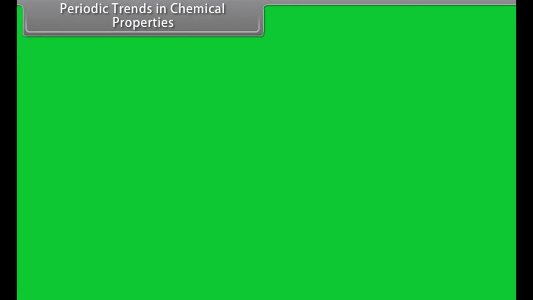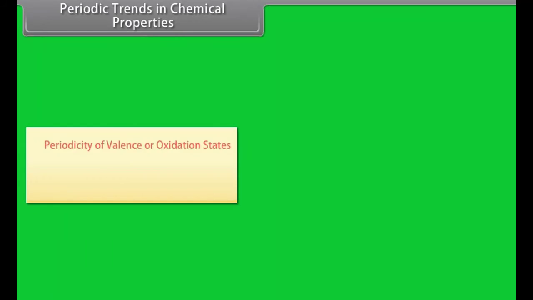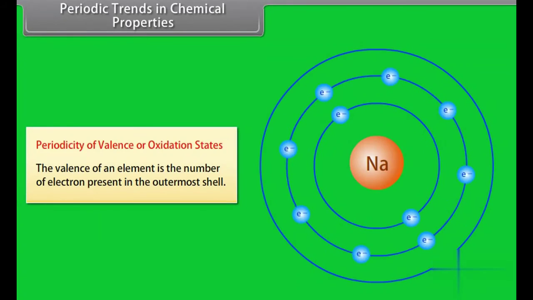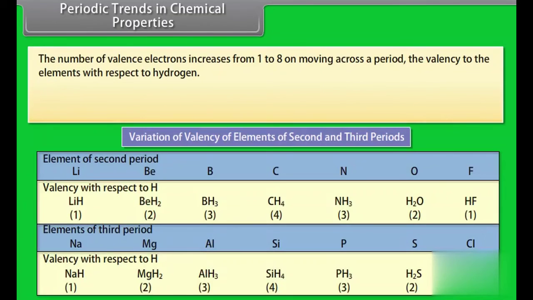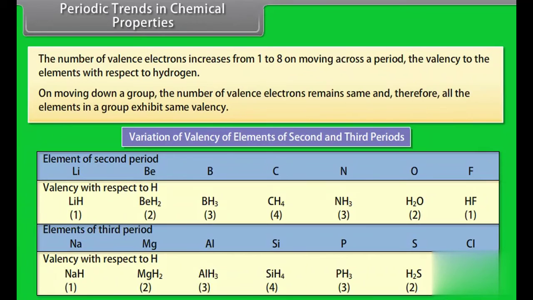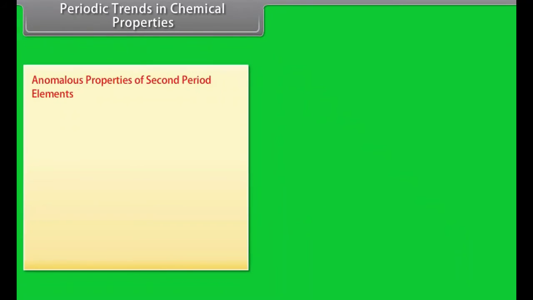Periodic trends in chemical properties. Periodicity of valency or oxidation states. The valency of an atom is the number of electrons present in the outermost shell. The number of valency electrons increases from 1 to 8 on moving across a period. The valency of the elements is with respect to hydrogen. On moving down a group, the number of valency electrons remains the same and therefore all the elements in a group exhibit the same valency.